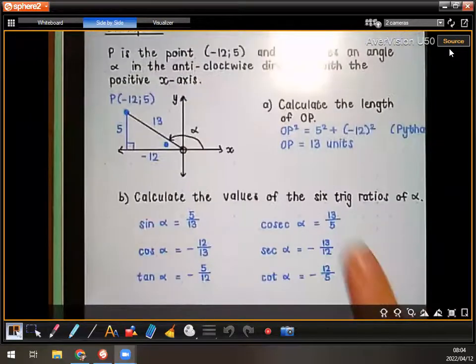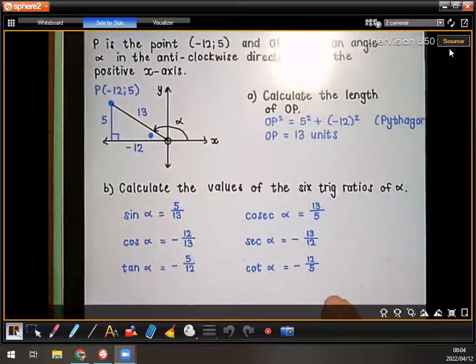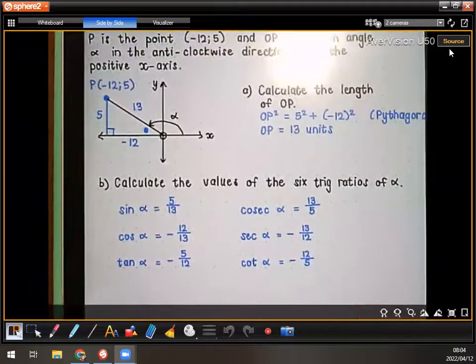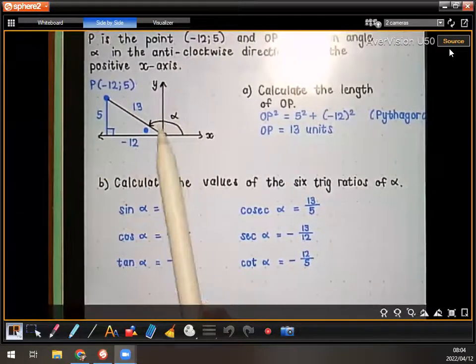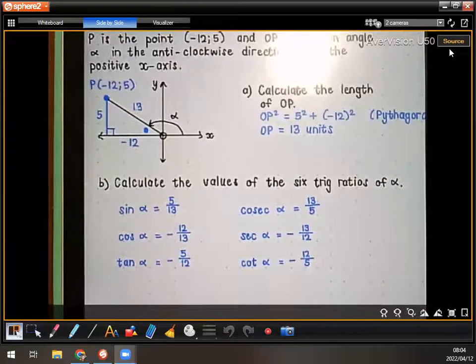All right, then I asked you guys to calculate the values of the 6 trig ratios with alpha for homework. And I say, just trust me on the fact that you can use the acute angle, even though alpha is that obtuse angle there. Okay, we are going to do a note on that now, on why we can actually use that acute angle, even though alpha is the entire obtuse angle.